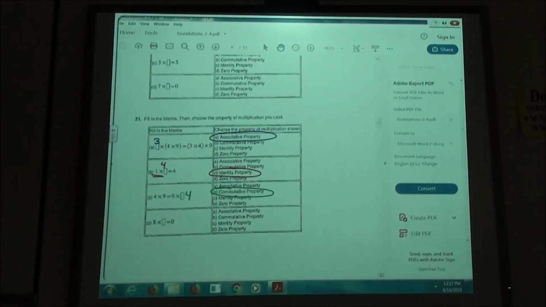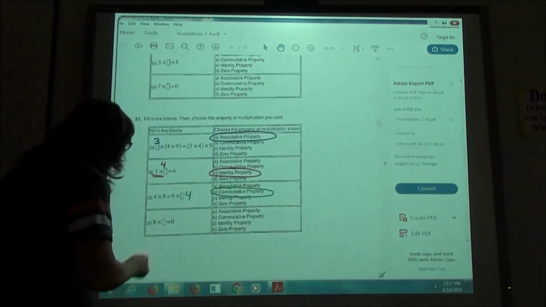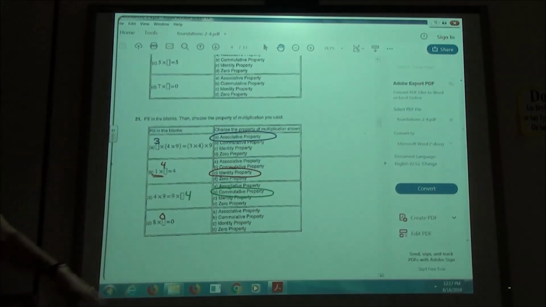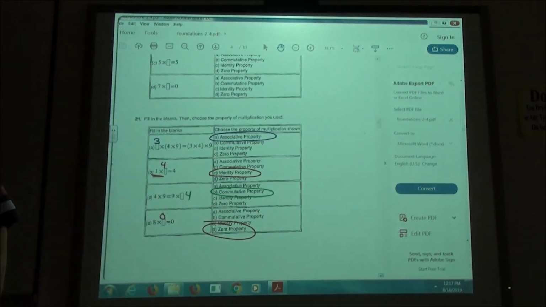And the last one there, 8 times what number equals 0? Well, we know that if I take 8 times 0, I'm going to get 0. And so that's my 0 property. When I multiply something times 0, I get an answer of 0.